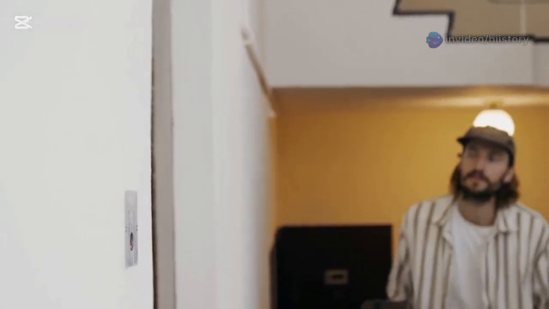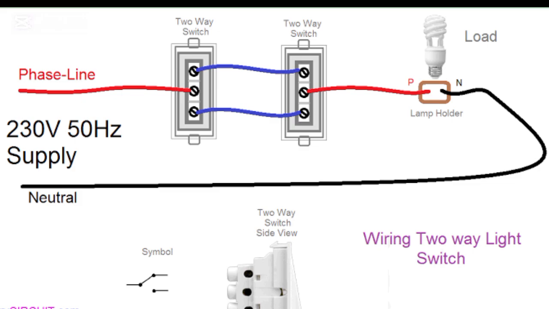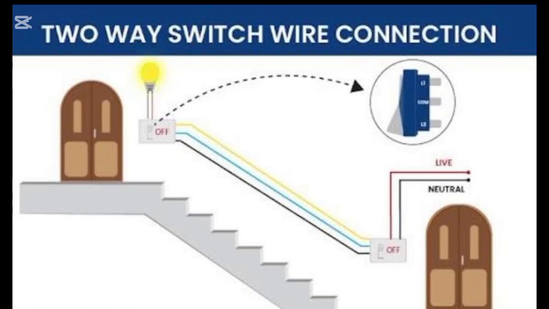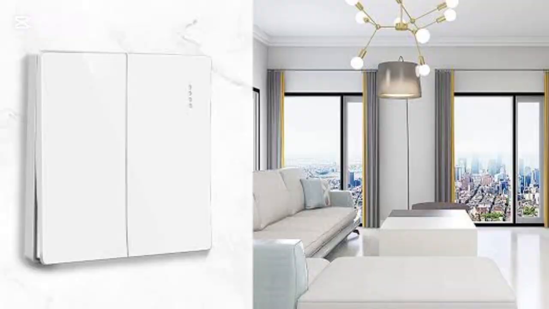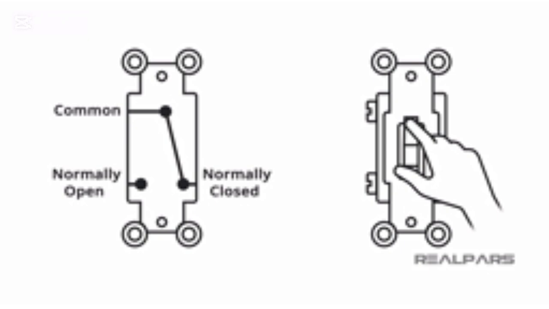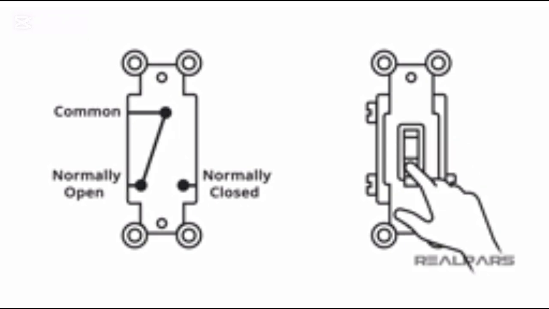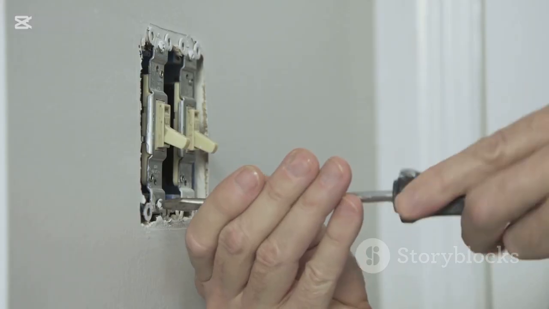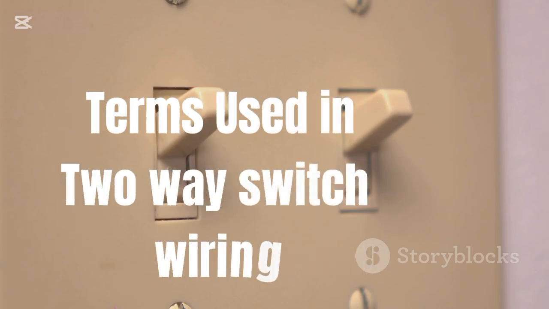Welcome! In this video, we'll explain how a two-way switch wiring system works, ideal for controlling a light from two different locations like staircases, hallways, or large rooms. A typical two-way switch setup uses two switches, the master and the slave. Both are standard single-pole, double-throw switches, or SPDTs. The naming helps in understanding their roles in the wiring.